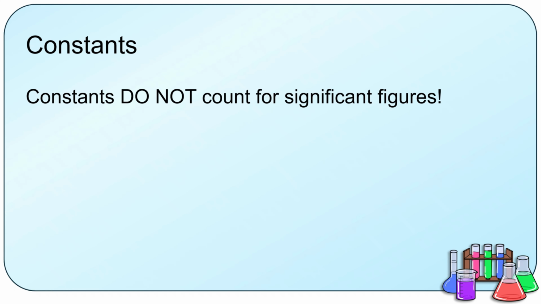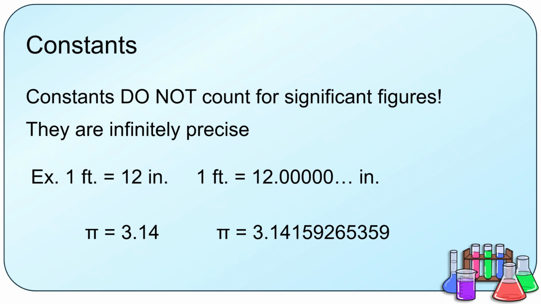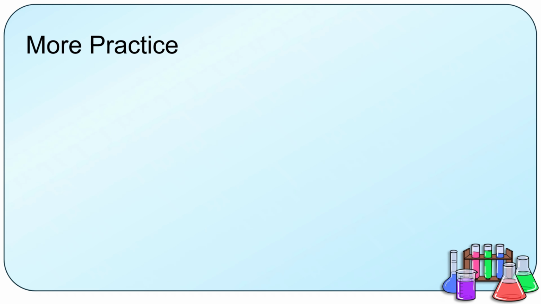That brings us to constants like pi. Do not consider constants when you're doing significant figures. Constants are values that never change, so we say that they are infinitely precise. They have infinite significant figures. For example, we're used to saying that 1 foot has 12 inches, and we mean exactly 12 inches. So we can think of this as 12.000 with infinite zeros. Same thing with pi. You might think of pi as 3.14, but pi has many more decimal values after that. Plus, pi doesn't come from a lab measurement, and significant figures are only used for numbers that come from lab measurements. Let's do some more practice with multiplication and division.